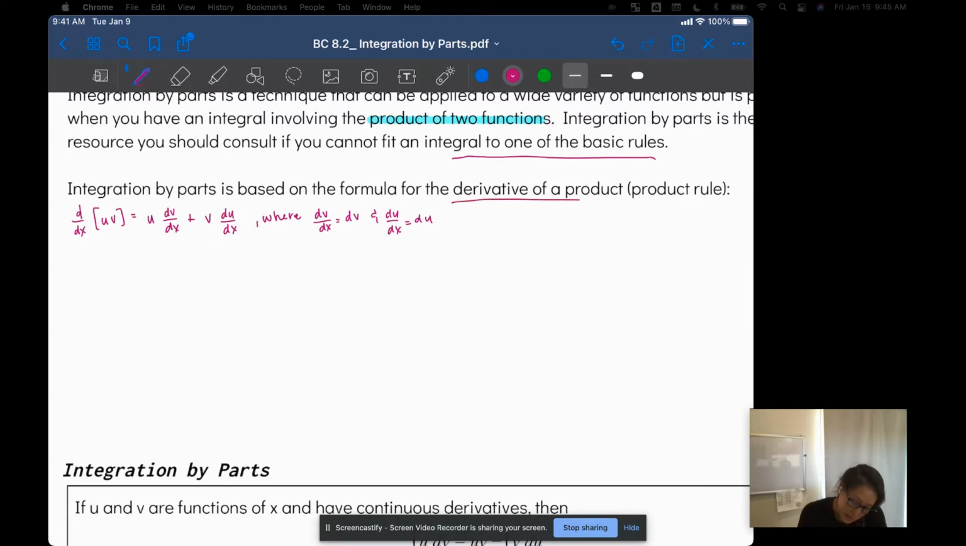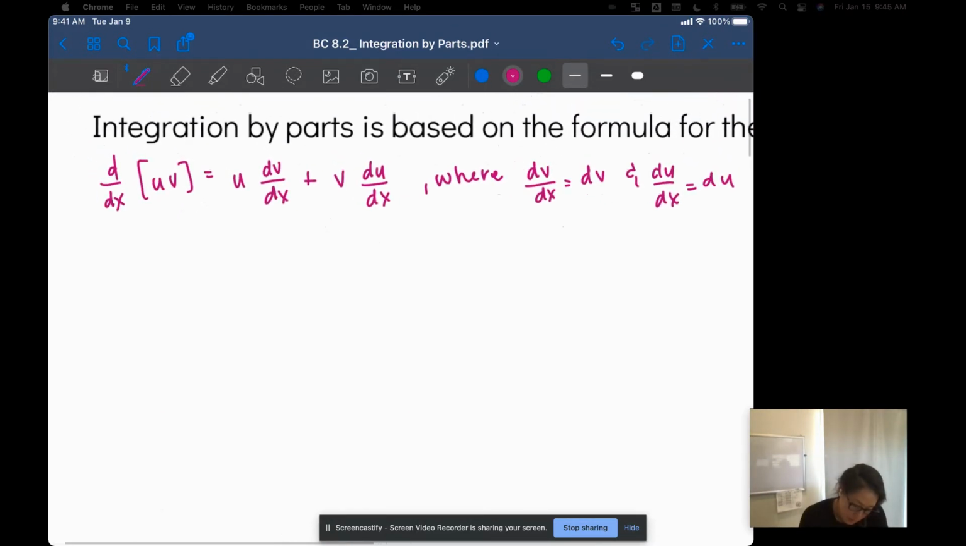The integration by parts definition is based off of basically the product rule. So I'm going to start with the derivative. I started with u times v, and I'm going to take the derivative of u times v, which gives us left d right, so u dv over dx plus v times the derivative of u, du over dx. And I'm just going to simplify that to say that dv dx is equal to dv, and du dx is equal to du.